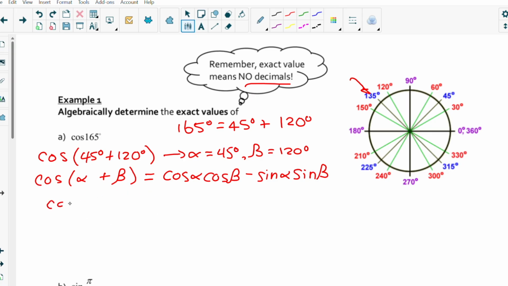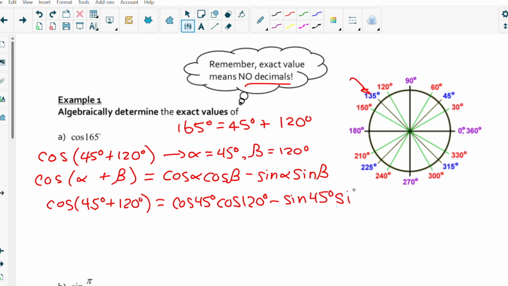Let me write it this way. It's cosine of 45 degrees plus 120 degrees. That equals cosine of 45 degrees, cosine of 120 degrees, minus sine of 45 degrees times sine of 120 degrees. We know the exact values of all these cosine and sine ratios.